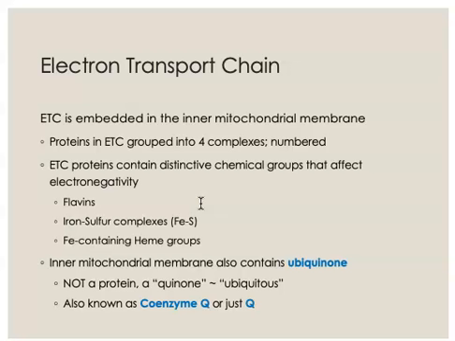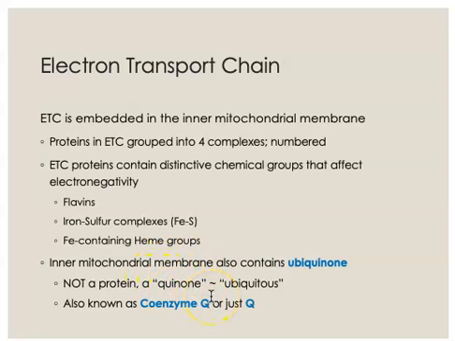There is another molecule we need to talk about, another molecule that is in the inner mitochondrial membrane, but this one is not embedded in the membrane so much as it moves around inside the tail region of that membrane. This is a very interesting molecule called ubiquinone. Ubiquinone. So ubiquinone is not a protein. It's a type of molecule called a quinone.